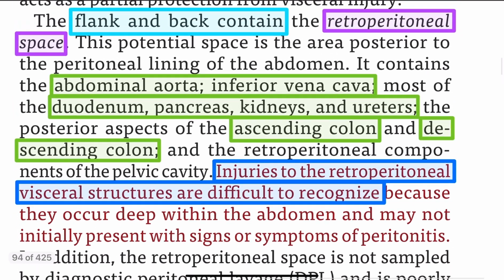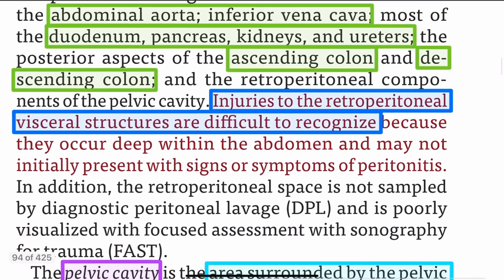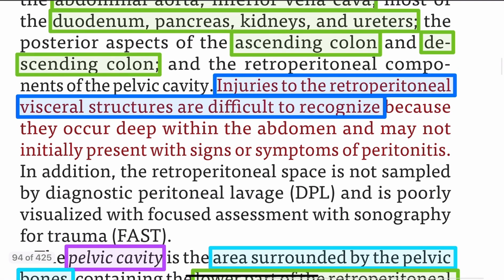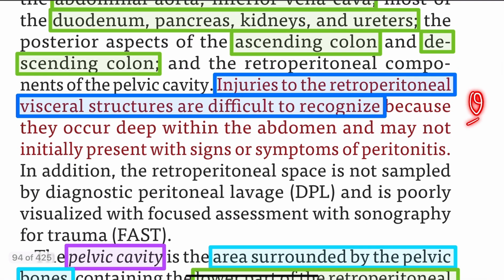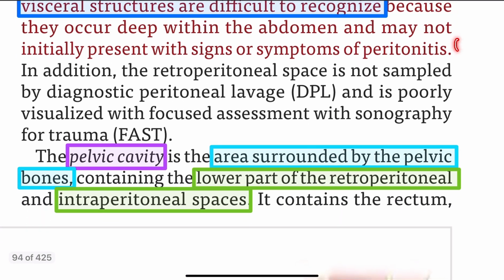So what are the important structures in the retroperitoneal space? They ask. So abdominal aorta, inferior vena cava, duodenum, pancreas, kidney, ureter, and ascending and descending colon. Not transverse colon. So these are part of the retroperitoneal organs. Injury to the retroperitoneal visceral structures is difficult to recognize because they are deeply seated, and may not present with peritonitis early.